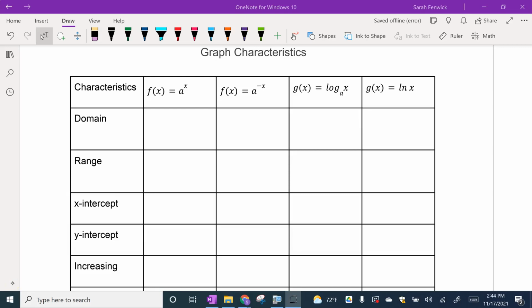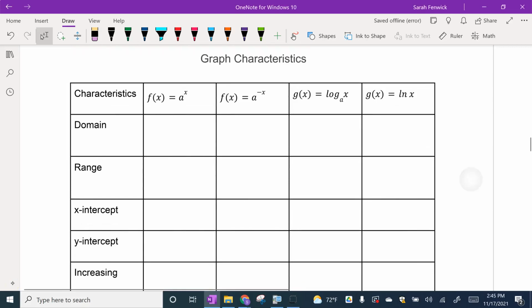Before we start our graph characteristic chart, I need to point out a couple of things. The characteristics I'm going to put for a to the x and a to the negative x are both if a is greater than 1. If a is between 0 and 1, the characteristics are flip-flopped.